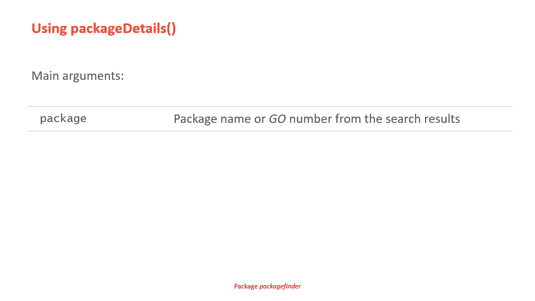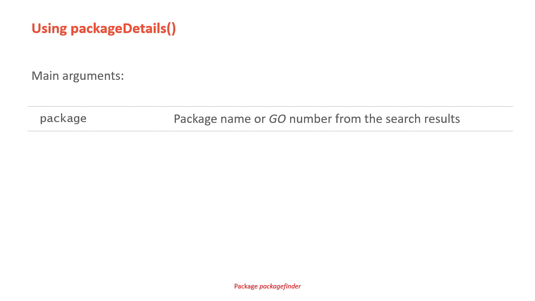To specify the package, you can either refer to the package by its name or by the Go number from the search results. As you may remember, this Go number is the rightmost column of the search results that you produce with the find package function. So you can choose how you want to specify the package, either by its name or by its Go number.